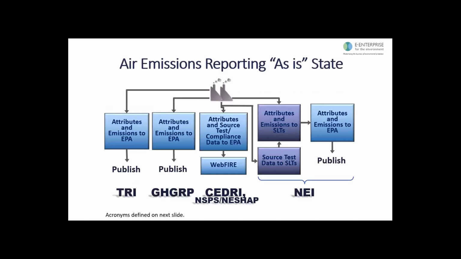So this is the world as we know it now. Air emissions reporting for a facility means going to 4 or up to 5 different places to report to these programs: Toxics Release Inventory, Greenhouse Gas Reporting Program, National Emissions Inventory, and any source test and compliance data via the Compliance and Emissions Data Reporting Interface. And if your state, local, or tribal authority has their own program, in addition, you have to send data to them.